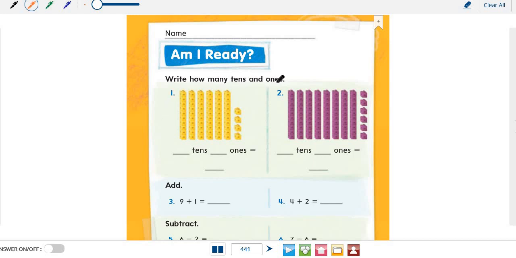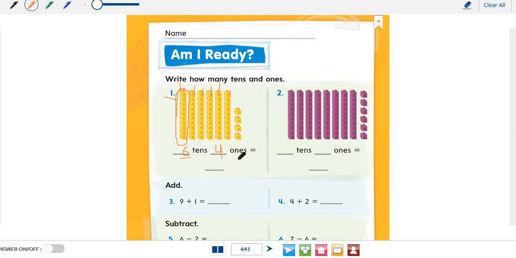Write how many tens and ones. Question number 1. Let's see how many tens do we have here, grade 1. This group of cubes has 10 cubes. So we have 1 ten, 2 tens, 3, 4, 5, and 6. We have 6 tens. Interesting. How many ones? 1, 2, 3, and 4. We have 4 ones.